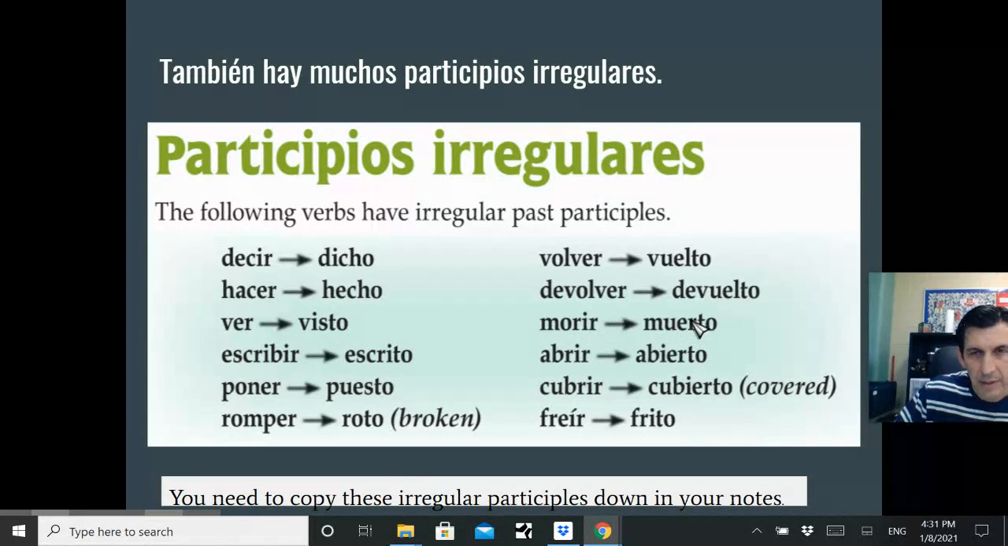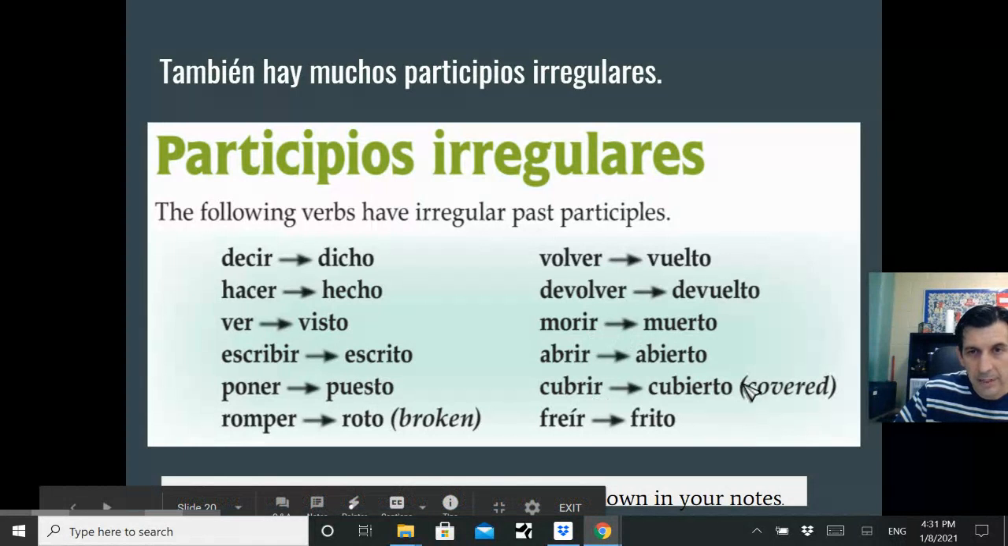I guess I would never say that. You have died, tú has muerto. He has died, él ha muerto. We have died, nosotros hemos muerto. Never say that as well. They have died, ellos han muerto. Cubrir, to cover something. Cubierto, yo he cubierto. To fry something. Freír, yo he frito.